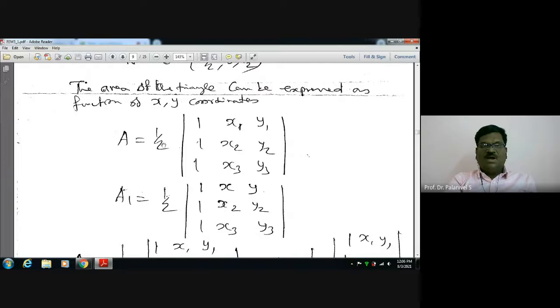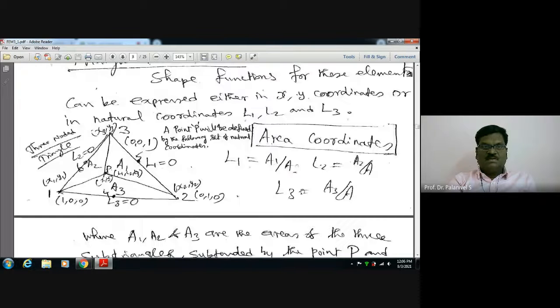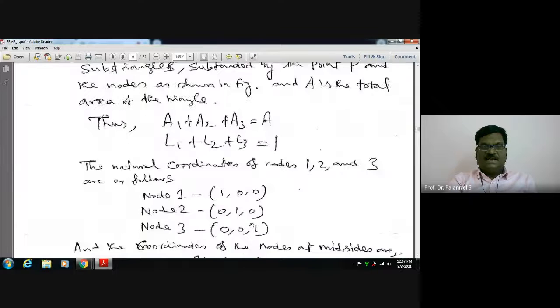A equal to half into the determinant of 1 x1 y1, 1 x2 y2, 1 x3 y3, where x1, x2, x3 and so on are the coordinates of each node. See here the Cartesian coordinates x1, y1 of node 1, x2, y2 of node 2, x3, y3 of node 3. They are the Cartesian coordinates. Once you know this, the area of the triangle can be obtained.